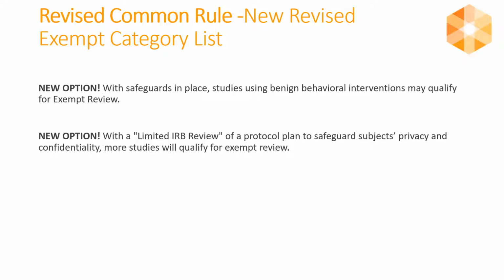The second primary change is the addition to the second criterion, requiring that the disclosure of the subject's responses outside the research would not reasonably be damaging to the subject's educational advancement. And then the third allows for the use of limited IRB review where identifiable information, even if sensitive, is recorded.